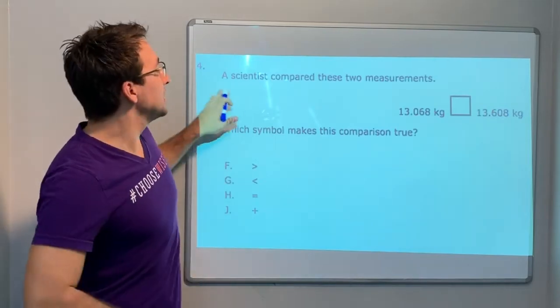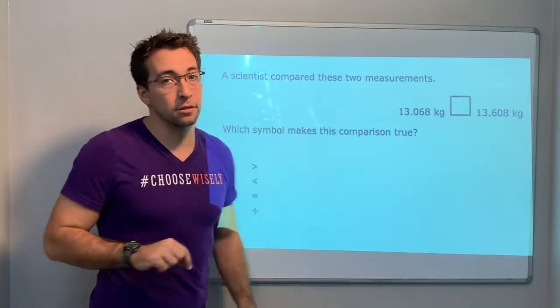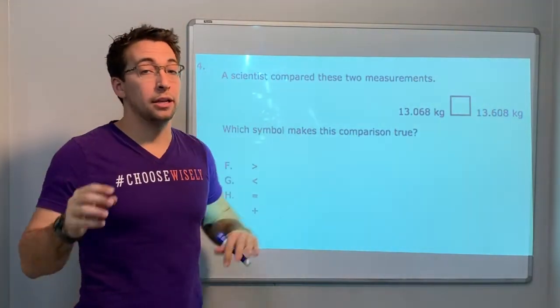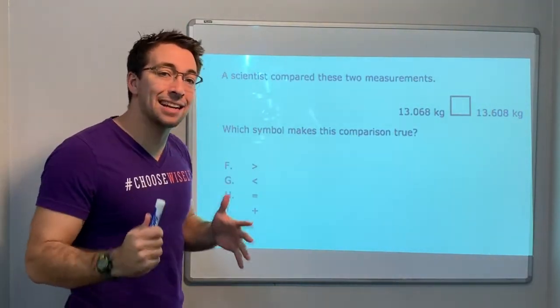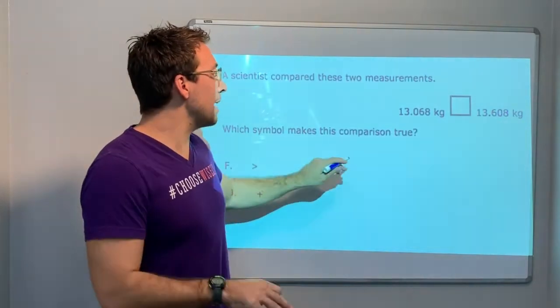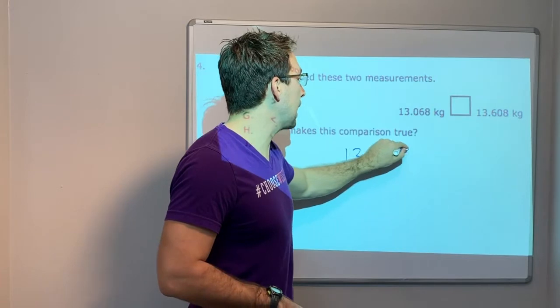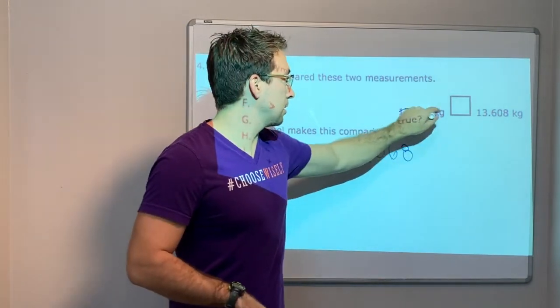Number 4. A scientist compared these two measurements. Which symbol makes this comparison true? Okay, so just like I've been saying, stack the decimal. Don't even mess with it. So 13 and 068, right? So this is that one.